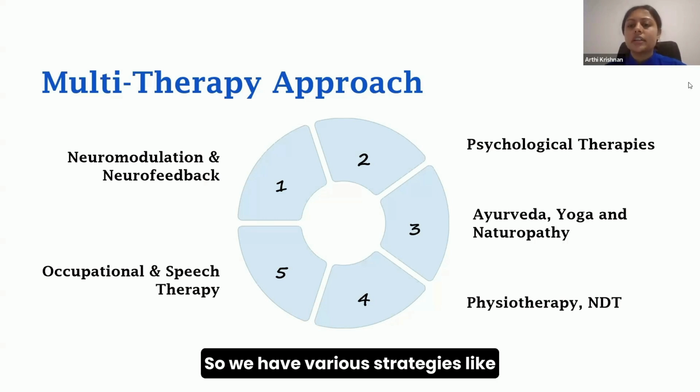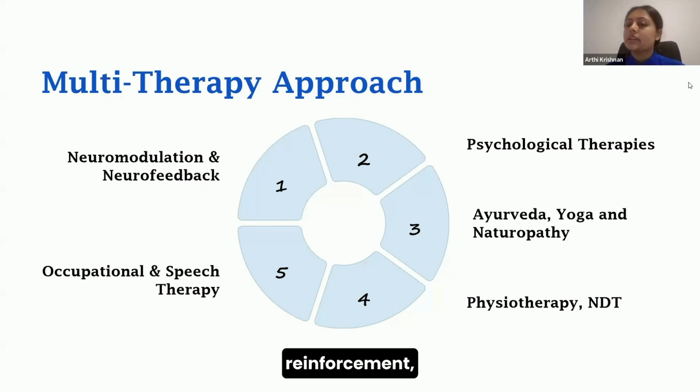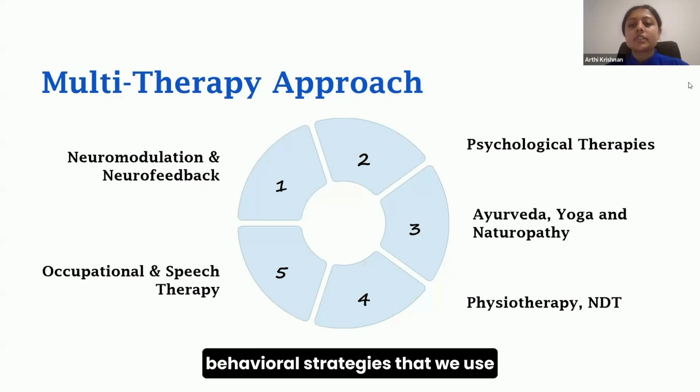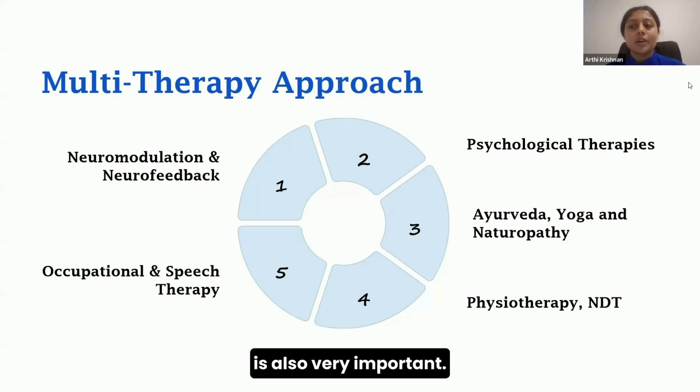So we have various strategies like reinforcement, token economy, timeout. There are different behavioral strategies that we use to help the child to reduce the problem behaviors and to improve adaptive functioning. And as part of psychological therapies, parental counseling is also very important.